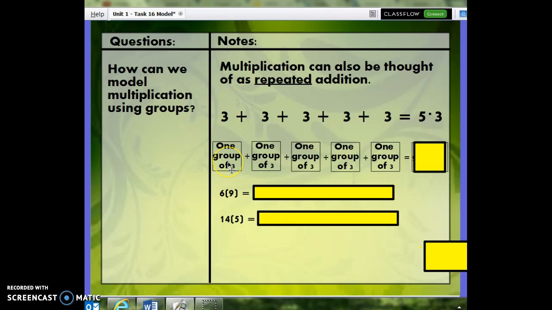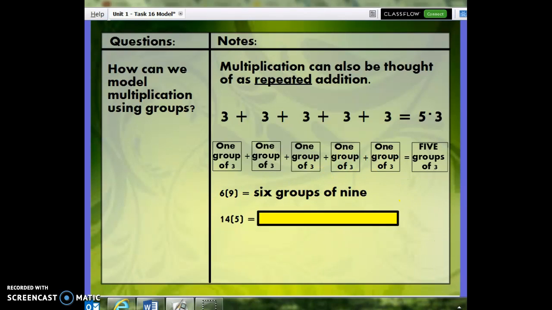So here you can see it modeled this way, where each number 3 is considered a group, and if we count up the number of groups, it's 5 groups of 3. So that's how we're going to think about multiplication in order to do modeling on the number line. Let's look at a couple more just to make sure we understand the idea. 6 times 9 would be thought of as 6 groups of 9, and 14 times 5 would be thought of as 14 groups of 5.